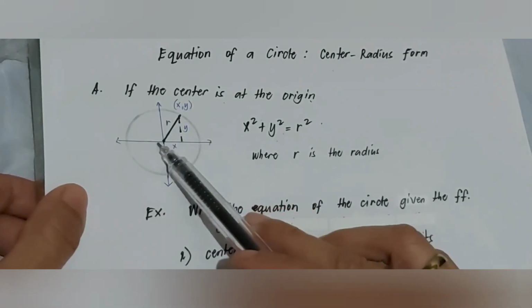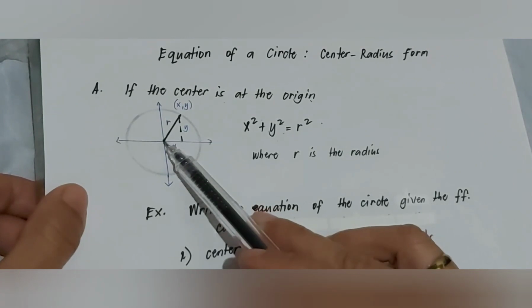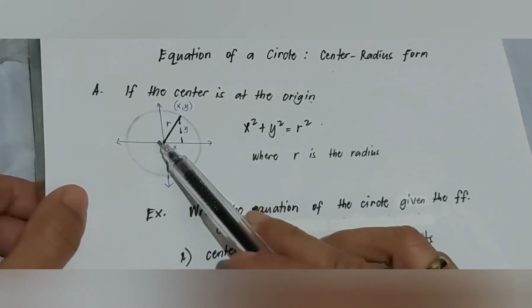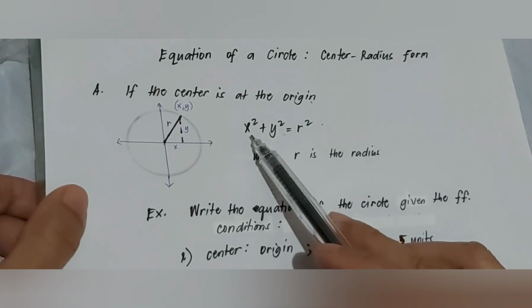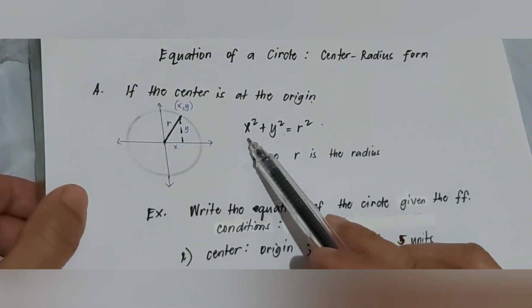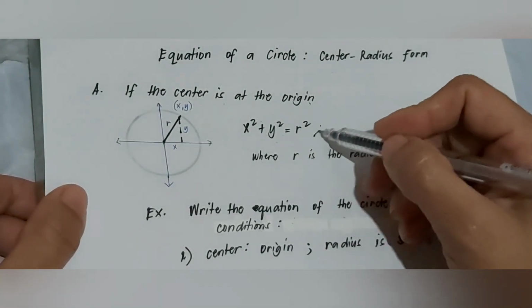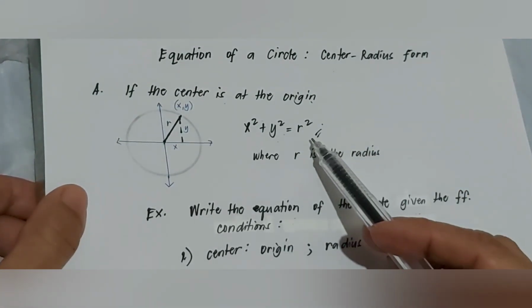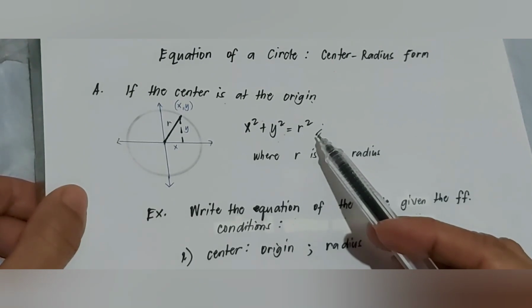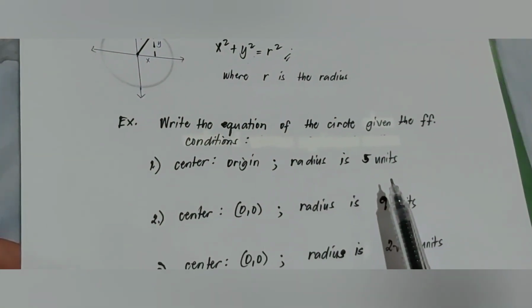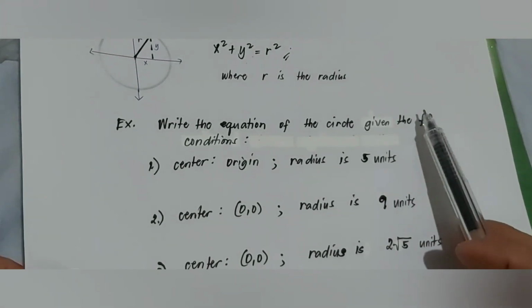This right triangle will be dealt with by the Pythagorean theorem. With the Pythagorean theorem, we can form our center-radius form, which is x squared plus y squared equals r squared. This is the equation of a circle if the center is at the origin. For example, let's write the equation of the circle given the following conditions.